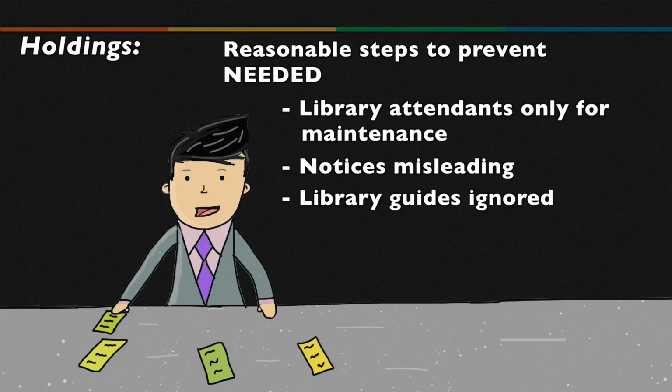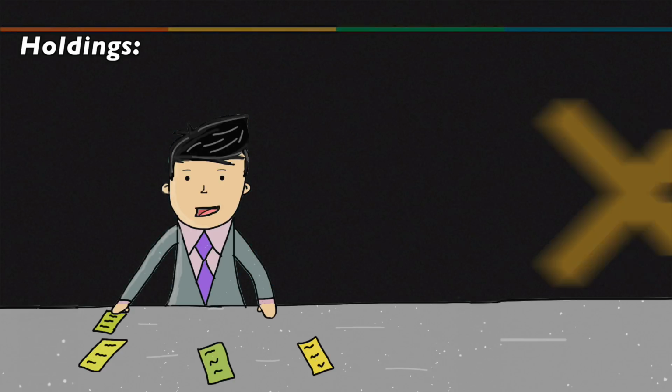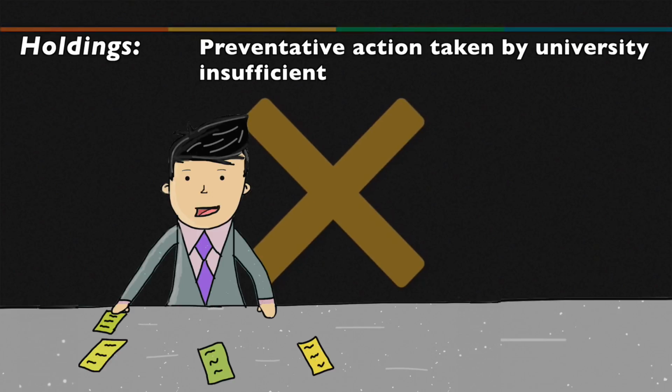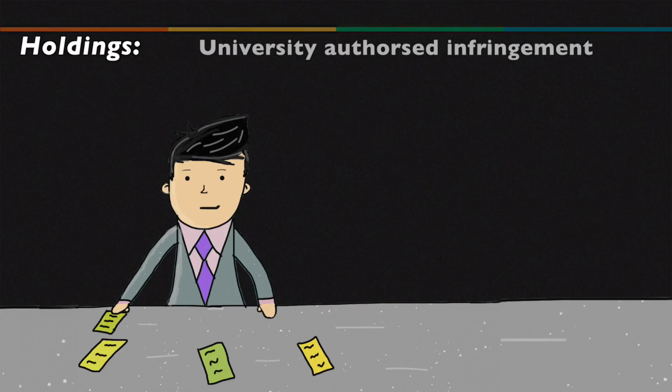It was noted that if notices had been clearly worded, accurate, and placed in a position that would not be overlooked, this would have supported a case that reasonable steps were taken. Alternatively, if the university had employed supervisors for the use of the machines, this too would have been reasonable preventative steps. So, we were right. Although the court recognised that the university had taken some action, the action taken was still found to be insufficient to prevent copyright infringement, meaning the university had authorised the infringement.